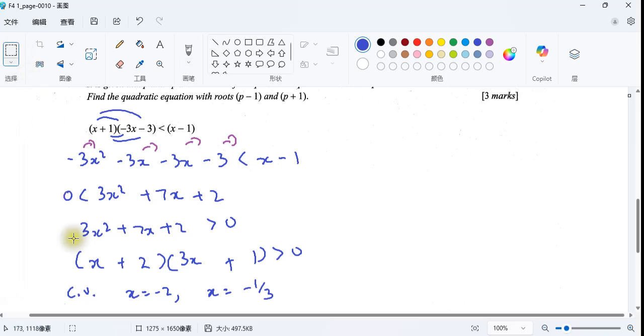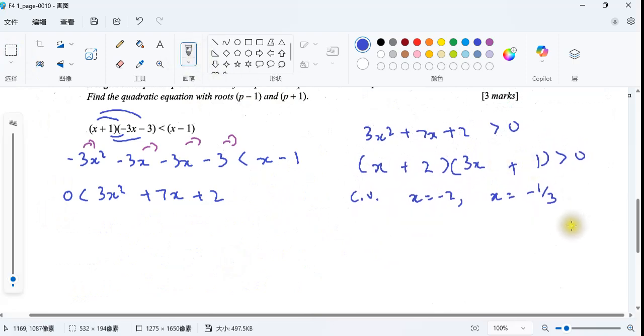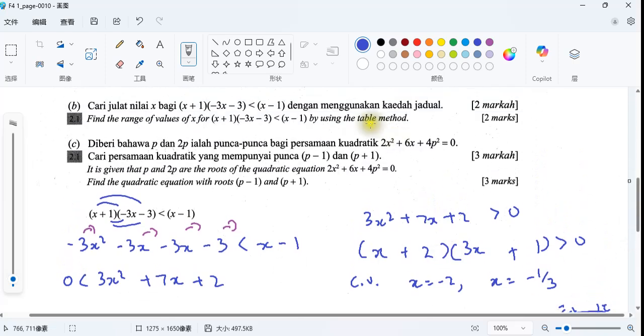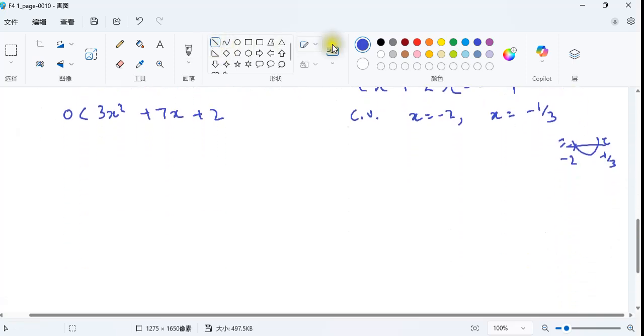Okay, so if we use the graphical method, then we will have negative 2 and negative 1 over 3, greater than, then the final answer will be x less than negative 2 and x greater than negative 1 over 3. Okay, but in this question, they want us to use the table method. So we have to draw a table.